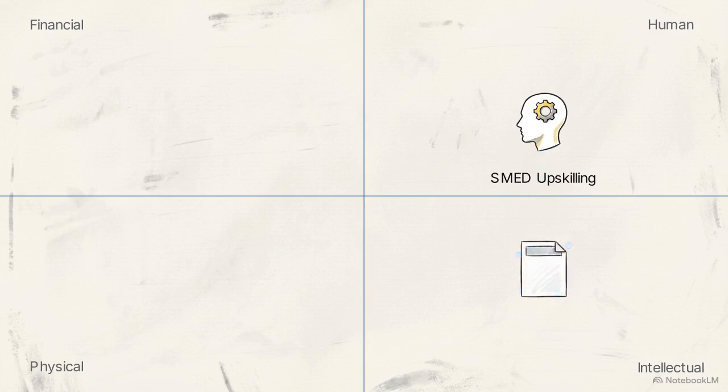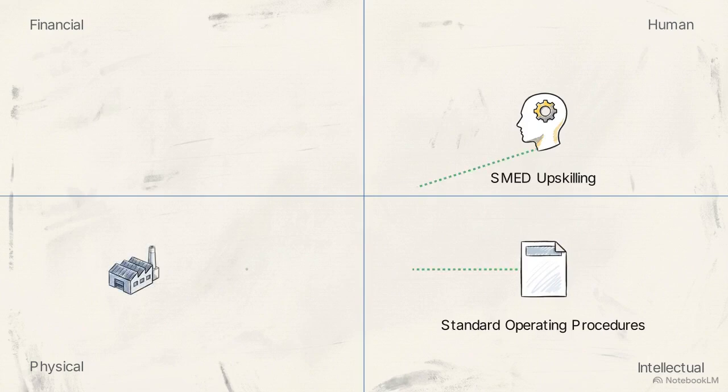Step 2 moved from the human quadrant to the intellectual quadrant. Operational knowledge cannot stay locked inside an employee's head as tacit knowledge. It must be documented and standardized. Engineers converted the operator's best techniques into standard operating procedures. This explicit knowledge protected the company's capability from being lost if personnel left.